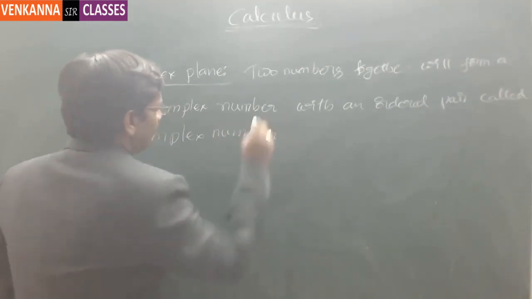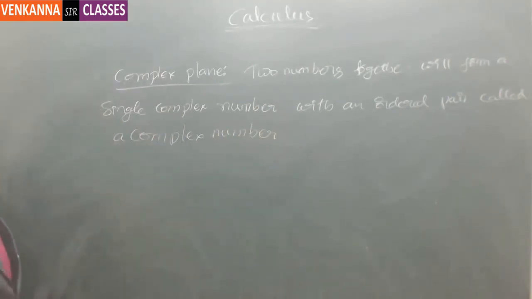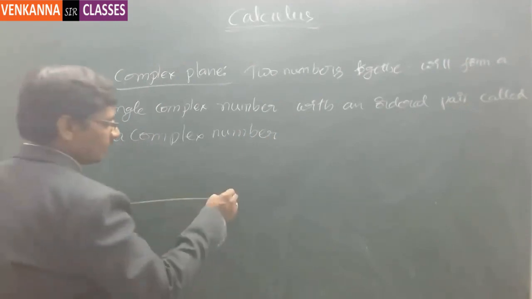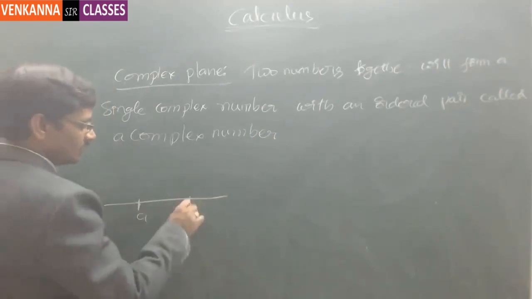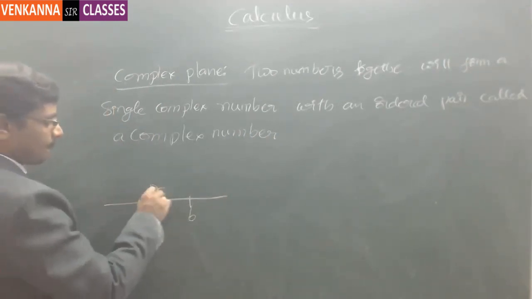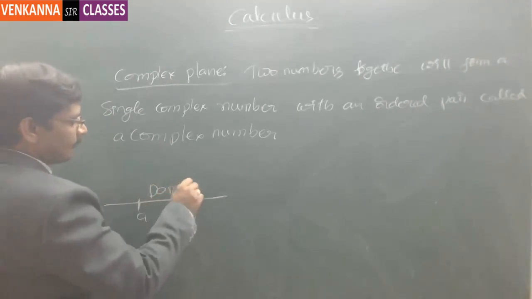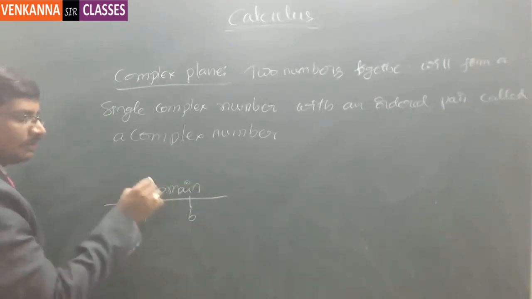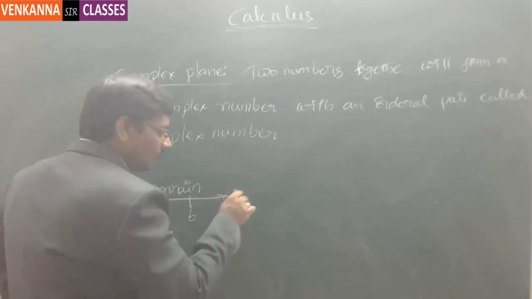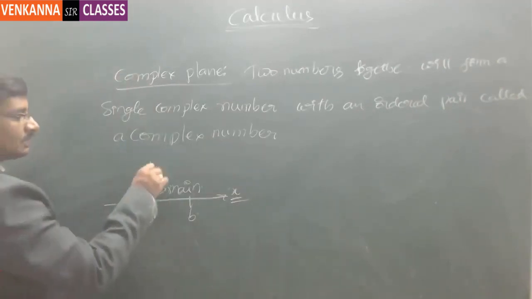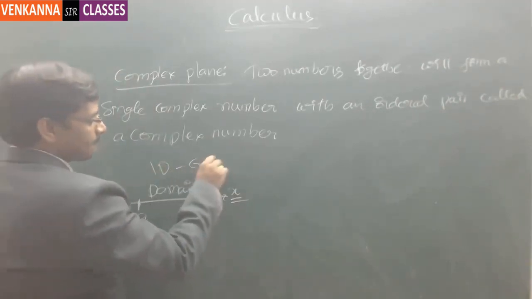Here, when we talk about the domain of a real function, we always talk about from this value to this value is the domain. Here, this value to this value is always for only one variable called x. That's why this is 1D geometry.